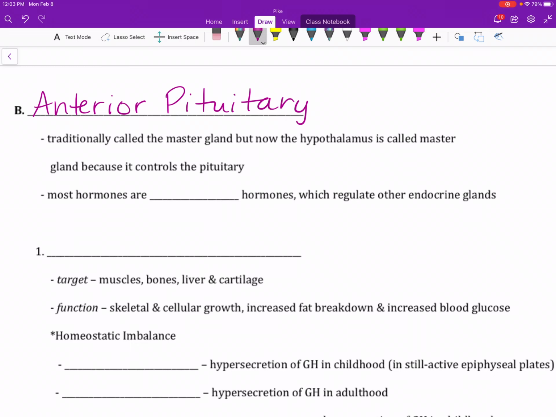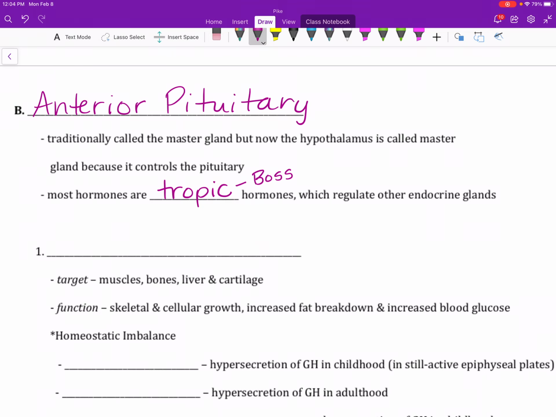Most hormones secreted by the anterior pituitary are tropic hormones. They're tropic, which means they regulate other endocrine glands. If you remember in endo video number 1, I called those boss hormones. Those hormones are just bossing other endocrine glands around. Okay, they're not actually causing any kind of function in a cell themselves. Right. So let's jump into the hormones that are secreted by the anterior pituitary.